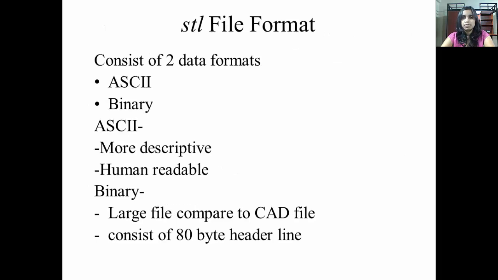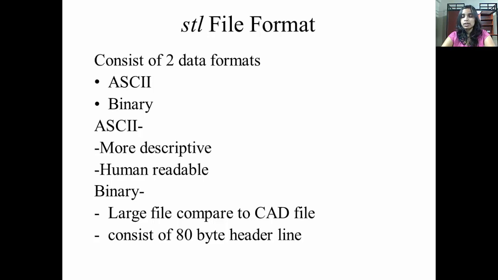Then the STL file format. The STL file format consists of 2 data formats. First is ASCII and next is binary format. ASCII format is more descriptive and human readable, and the file size is smaller than the binary file, because the binary file is larger as compared to the CAD file.